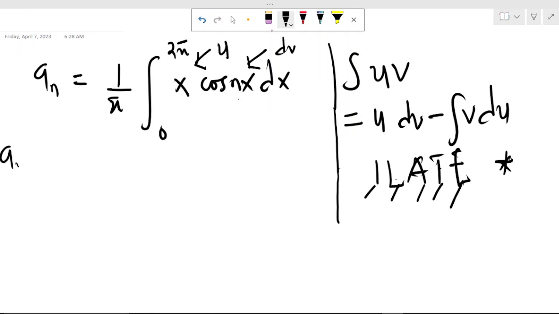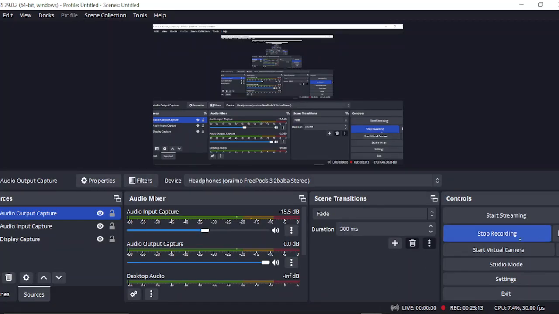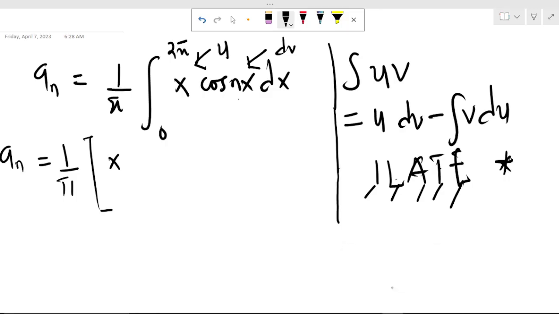So let's go. We would have an is equal to 1 over pi, our u dv, which is simply x. Oh, give me a minute. So this should be uv and not udv. This should be uv minus integral v du, and this right here should be dv. So now that we've picked our x and we know what our dv is, our v here will be simply integrating cos nx, and that will give us sine nx all over n.